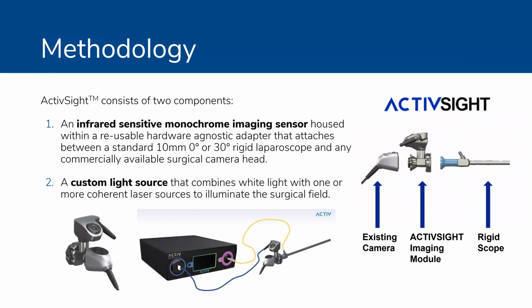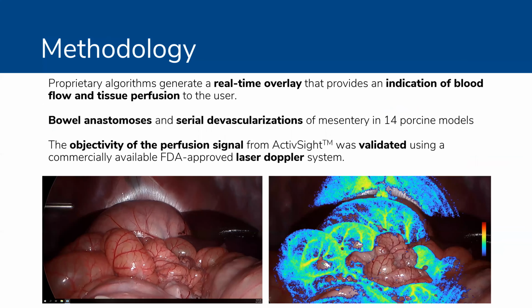The ActivSight system is compatible with standard 10mm laparoscopic towers. It consists of two components: a reusable hardware-agnostic adapter containing infrared imaging optics, and a custom light source, which adds coherent laser light to the existing white light source of the laparoscopic system. Proprietary algorithms indicate parenchymal tissue perfusion and vascular blood flow in a real-time false color overlay on the standard camera view of the existing system.